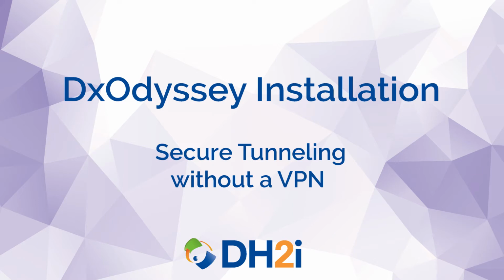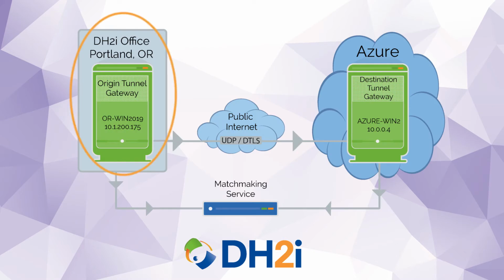Today we're going to walk through the process of installing DxOdyssey on two machines and joining them to the same gateway group. Our gateways will be OR-Win 2019, an on-premises machine, and Azure Win 2, a machine running in the Azure public cloud. DxOdyssey is software that enables you to build secure networking connections between on-premises and/or cloud environments without a VPN or a direct link.